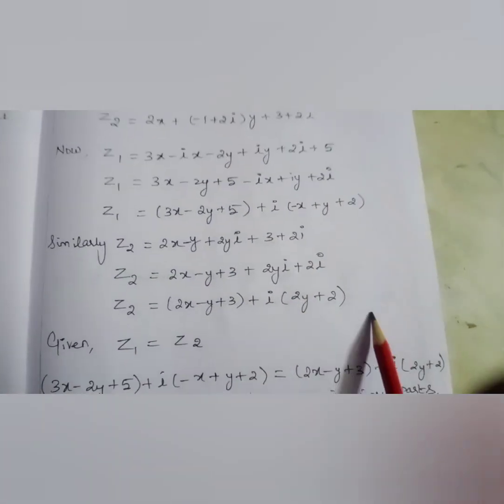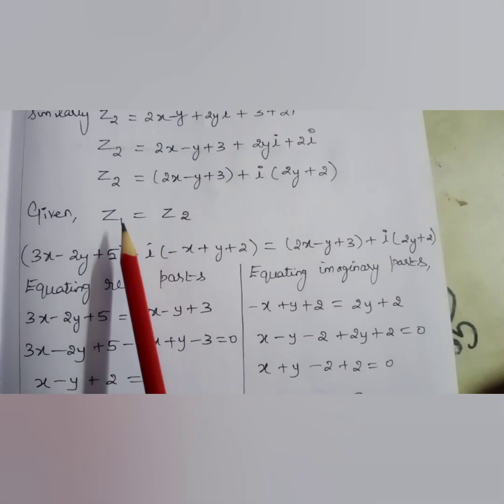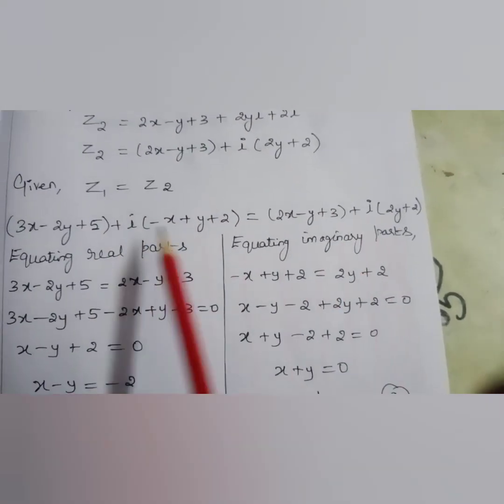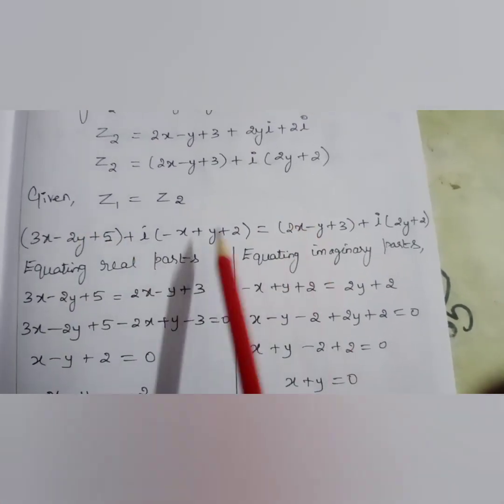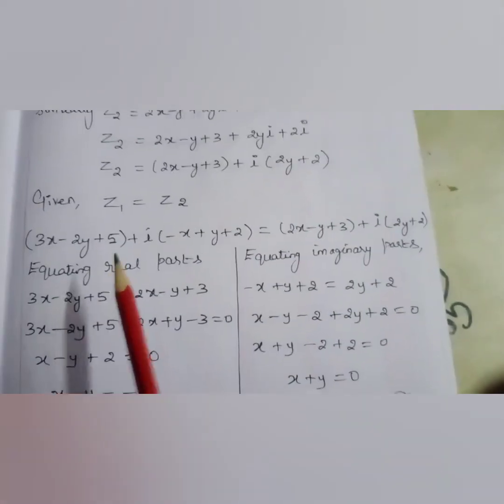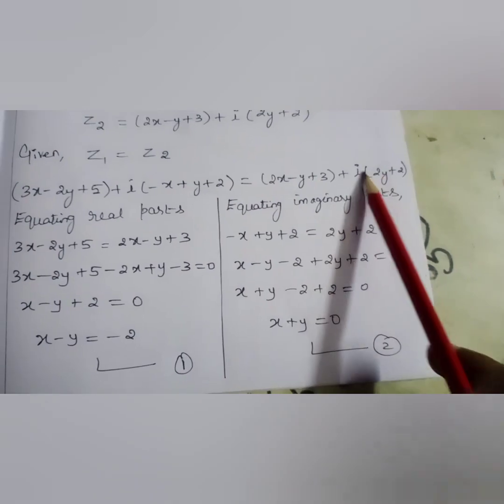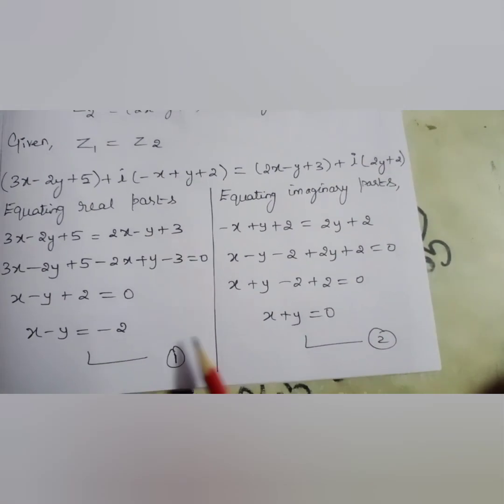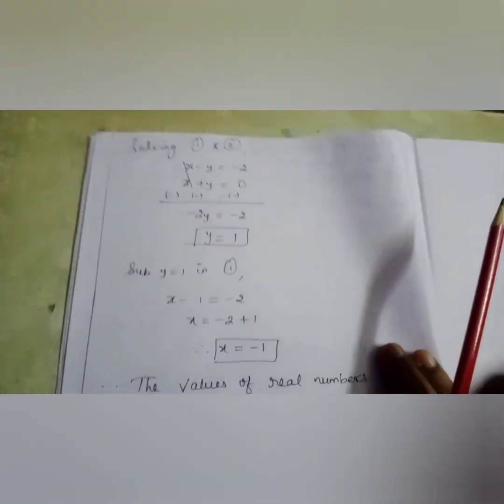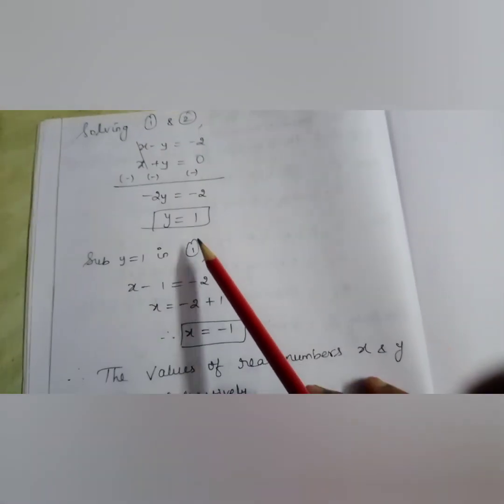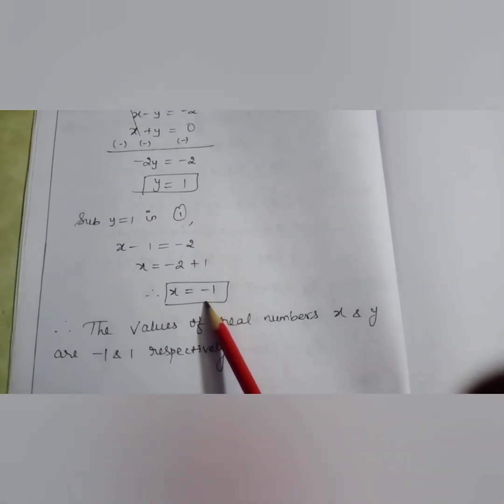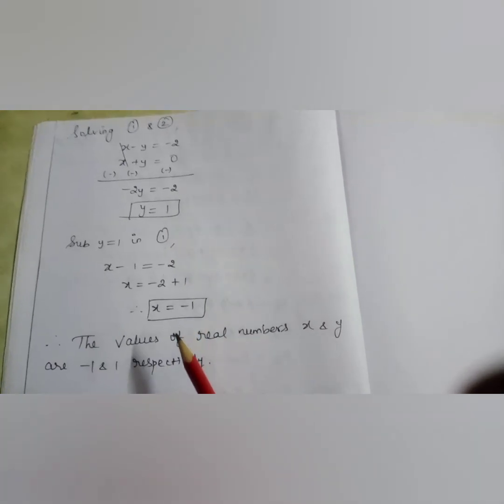After these two steps, since they have given that z1 is equal to z2, we can equate both the complex numbers, meaning the real parts are equal and the imaginary parts are equal. So equating the real parts and equating the imaginary parts, I am getting the equations x minus y is equal to minus 2 and x plus y is equal to 0. I am solving them. See, I have eliminated x and got the value of y to be 1, and I have substituted the value of y and got the value of x to be minus 1. So this is how you have to do it.